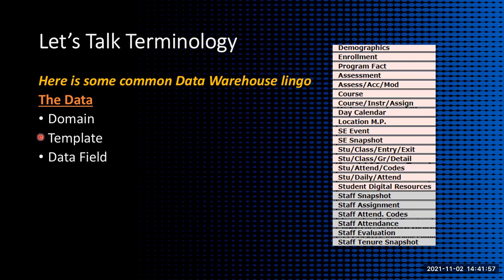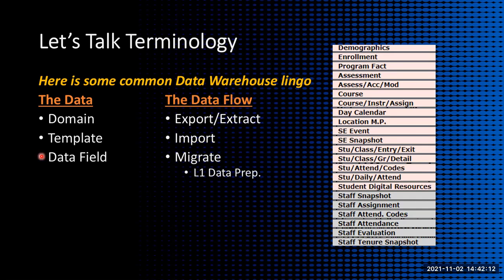And finally, data field is a term used to refer to the individual pieces of information contained within each template or domain. The next set of terms refer to the flow of the data from your source system into and through the data warehouse.